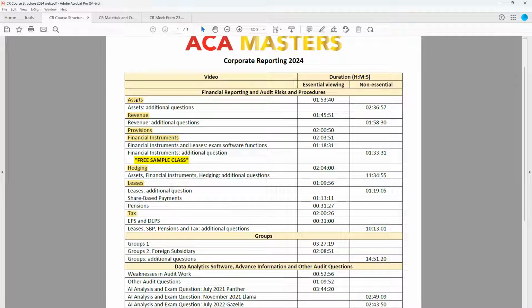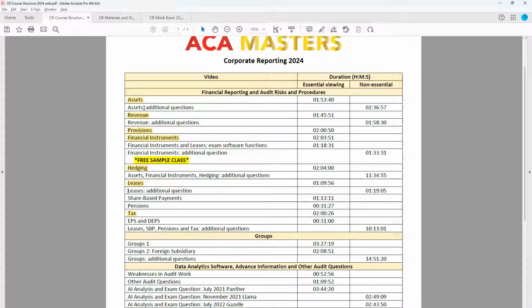So for all of the topics, there's the main class where I teach the key technical content and work through some exam questions. Then we've also included some additional questions as well, where I just work through even more questions on each of the topics. So that's not essential viewing because that's included here. But if you want to see me work through even more questions, then you can. And by the end of the course, we've probably covered the majority of the recent exam questions.